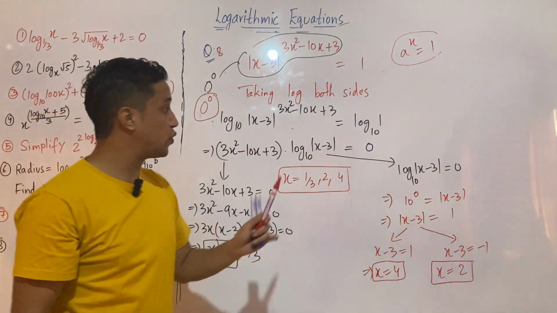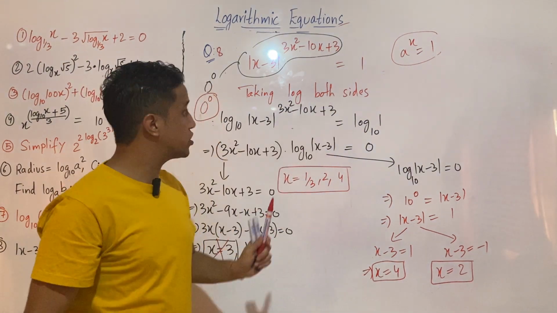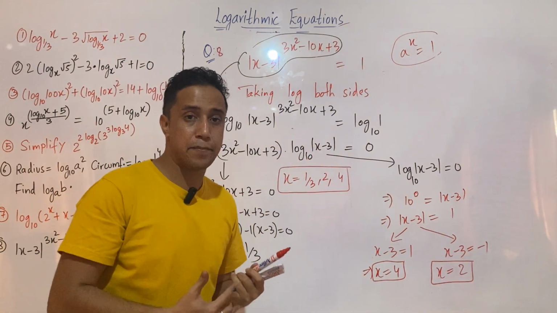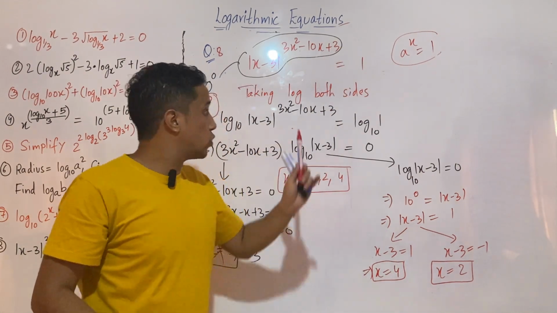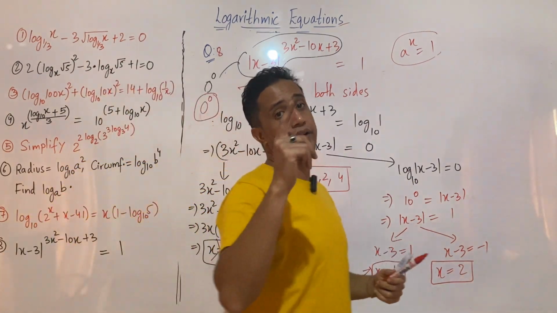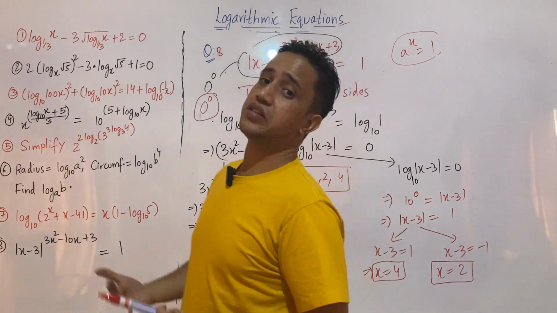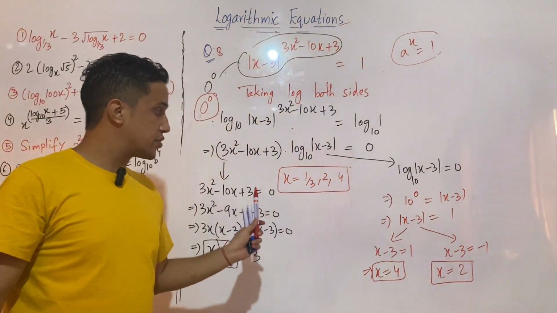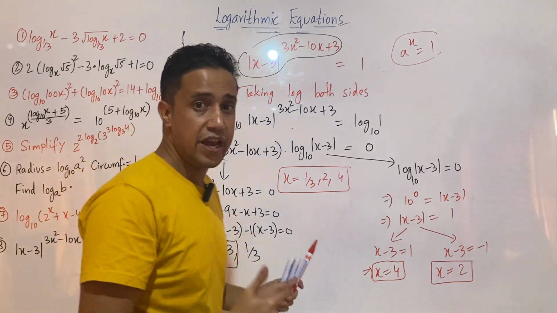There are lots of ways, but when I saw this one, the first thing that came to my mind is that log of 1 to the base 10 is 0. So if we do something about this, then maybe reaching the solution gets easier. So how you approach the problem is very important.